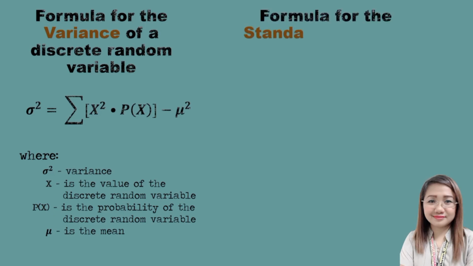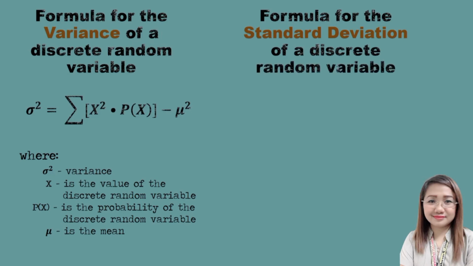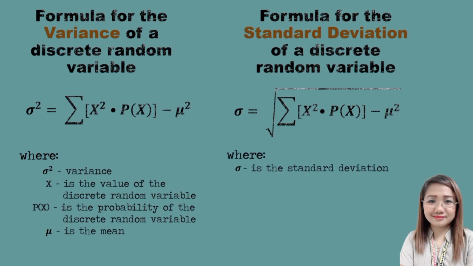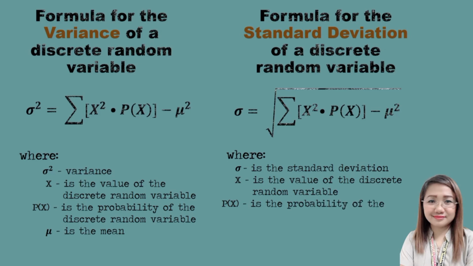The formula for the standard deviation of a discrete random variable is sigma equals the square root of the difference between the summation of the product of the squared value of x and p of x and the square of the mean, where sigma is the standard deviation, x is the value of the discrete random variable, p of x is the probability of the discrete random variable, and mu is the mean.